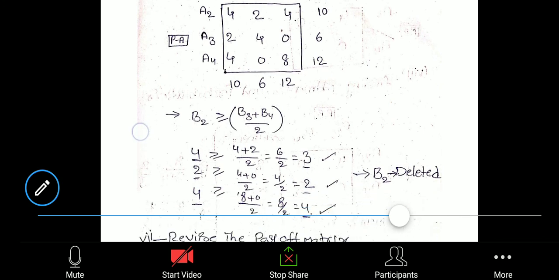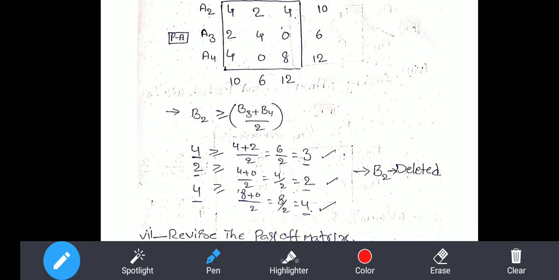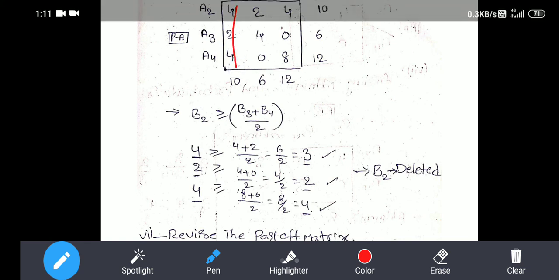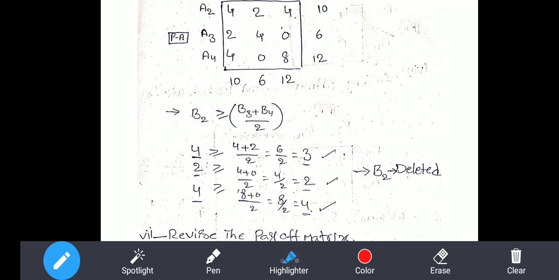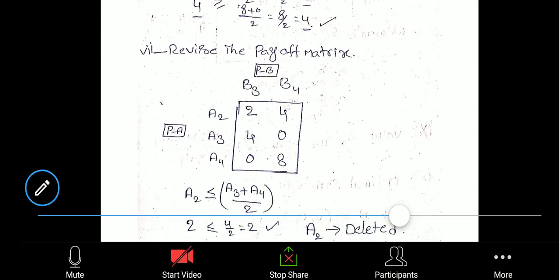So we'll get a matrix like this. 4, 2, 4, that is B2. Now compare with the average of these two. 4 is greater than or equal to 3, okay. 2 is greater than or equal to 2, okay. 4 is greater than or equal to 4, condition is okay. That means you can delete B2. B2 is dominated by the average of B3, B4. Now the revised matrix will be shown to you here after deleting B2.